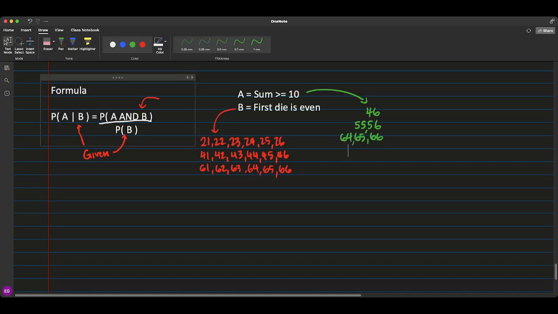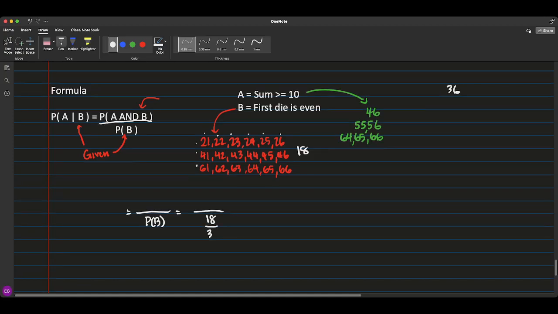Okay, cool. So, according to this, if I want to calculate the probability, I need to put the probability of B on the bottom. Well, what is the probability of B? Well, B has 1, 2, 3, 1, 2, 3, 4, 5, 6. 3 times 6, there are 18 ways to satisfy event B, my given. And how many different total rolls were there? 36. So I get 18 out of 36 as my bottom number.